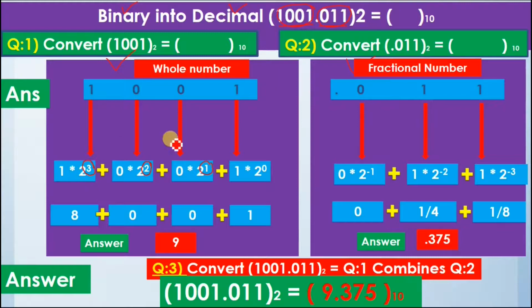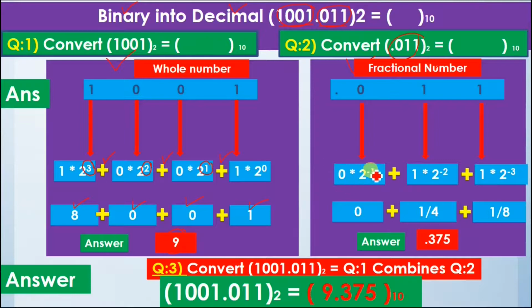Then we will add them all together. So this becomes 8, then 0, 0, and then 1. When we add it, it becomes 9. So the answer of the whole number is calculated. Next we will calculate the answer of the fractional number, that is 0.011. We write it here, and we know that we multiply it by negative powers of 2 while moving away from the decimal point.